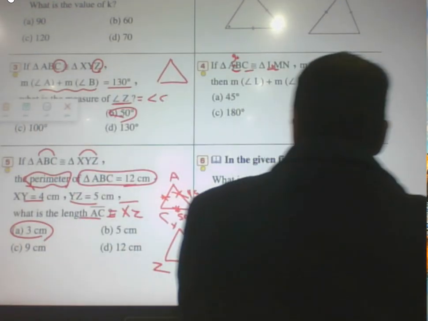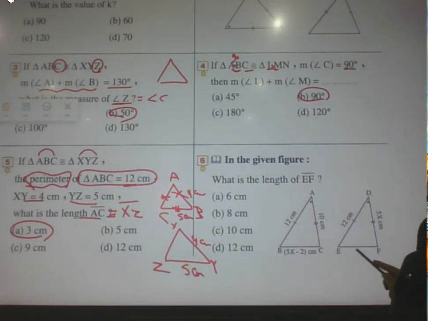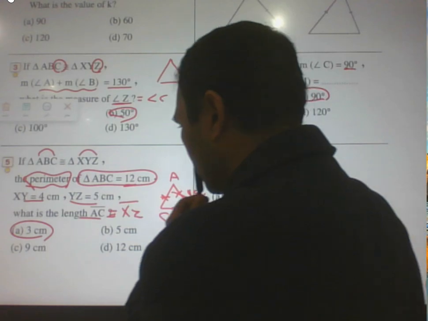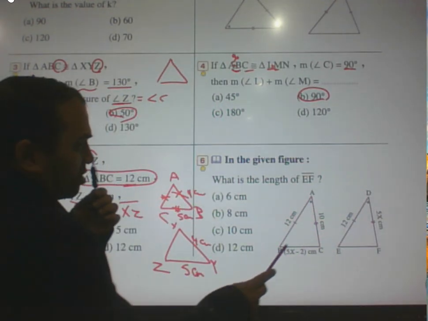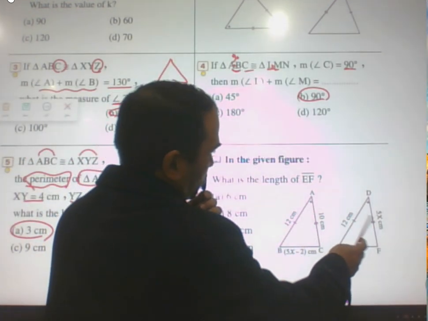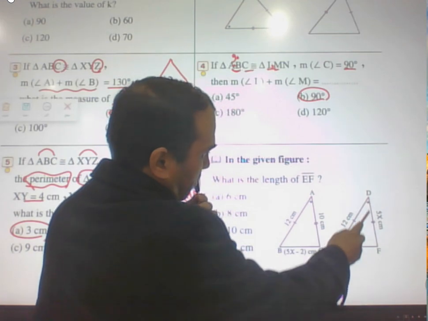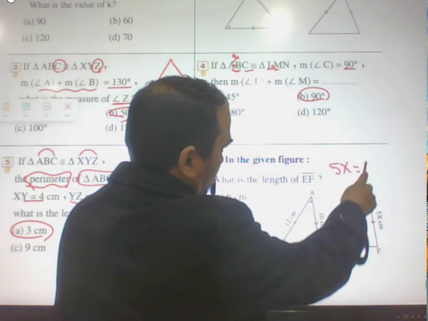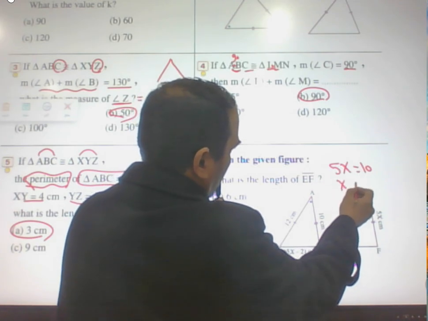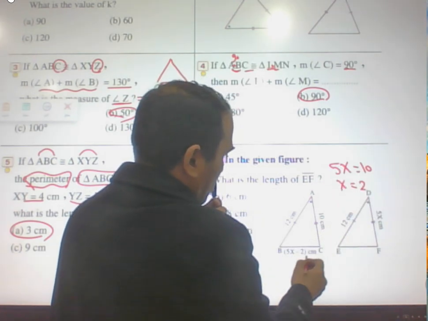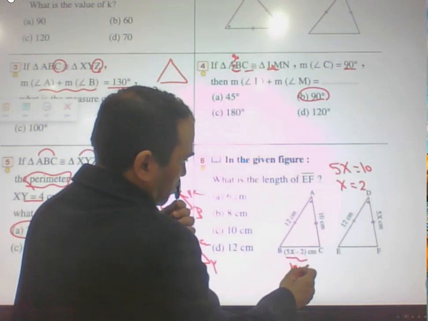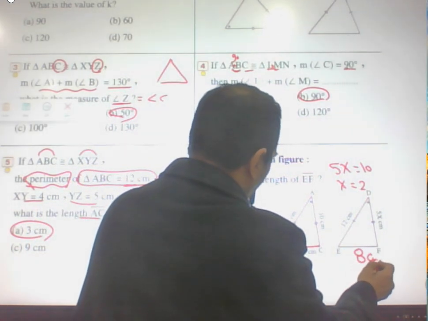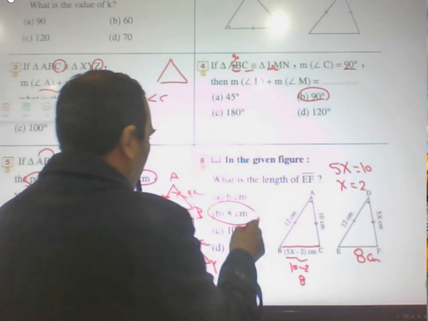Next question: what is the length of EF? We can find the length of EF, which equals BC. But first, we have two sides equal in length. Look here, the two triangles are congruent by two sides and the included angle. Then 5x is equivalent to 10, so the value of x equals 10 divided by 5, which equals 2. Then 2 times 5 is 10, and 10 minus 2 equals 8. Then the length here equals 8 centimeters, so EF equals 8 centimeters. He wants to find EF.